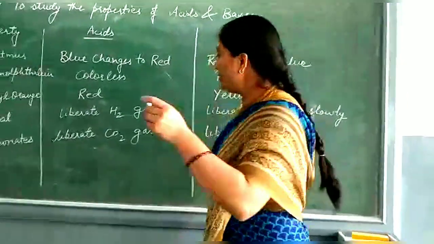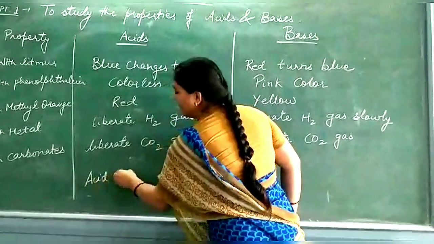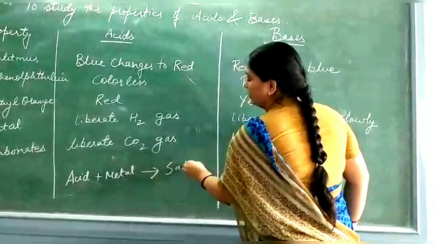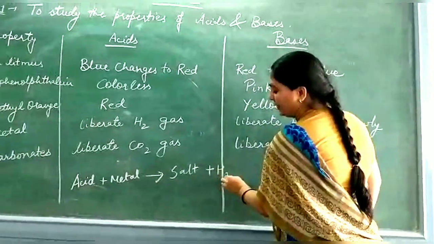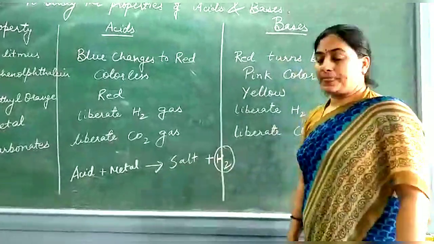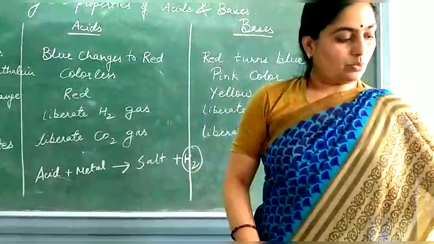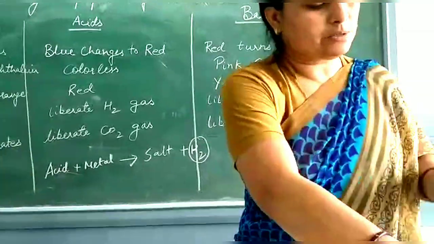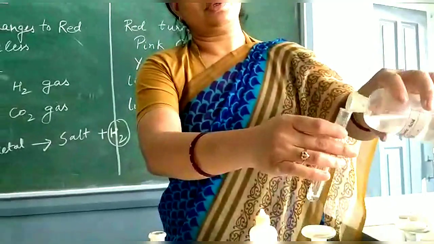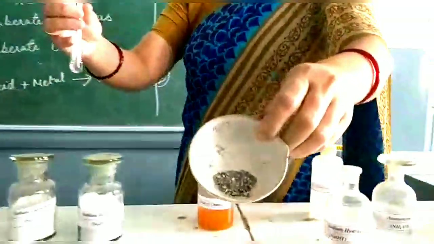I'll just write the formula. I'm having any acid which reacts with metal. It forms salt along with the liberation of hydrogen gas. Here we'll see how this happens. So I'll take some small amount of acid and then I have small pieces of metal as I have shown.